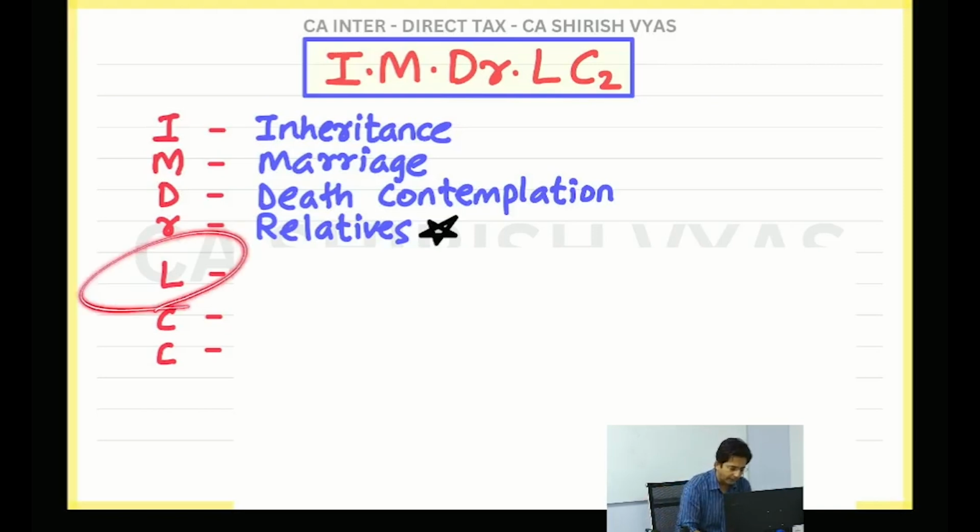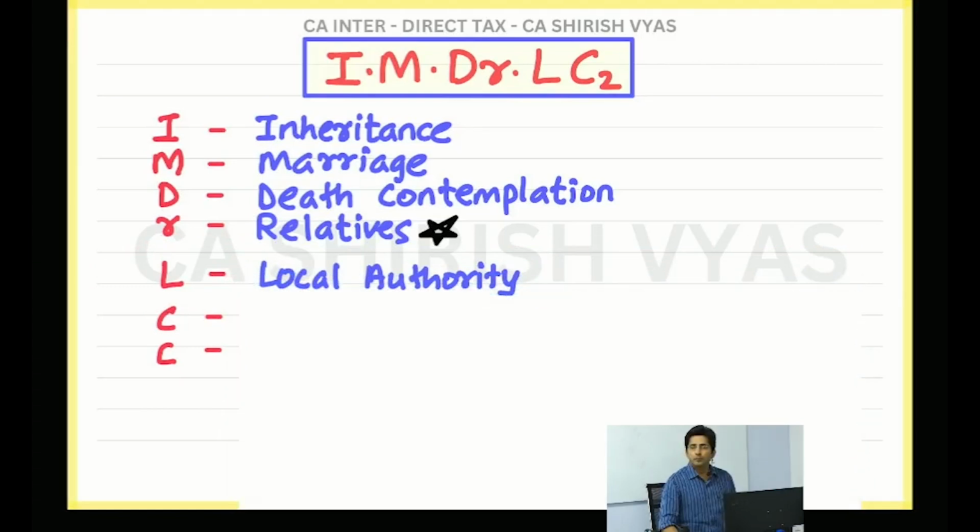Then, L: gift from local authority. What do you mean by gift from local authority? Municipal corporation. See, every city has a municipal corporation, like Hyderabad city also there is a municipal corporation, Mumbai city. Municipal corporation means what, a local government. Actually there are 3 governments: central, state, local. Central government regulates the whole country, state government for the whole state, and local government is for a locality, and that local government is local authority, which is also called municipal corporation. So if you get gift from local authority, even that is exempt.